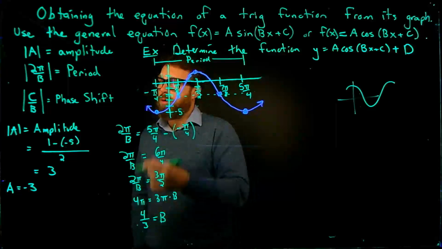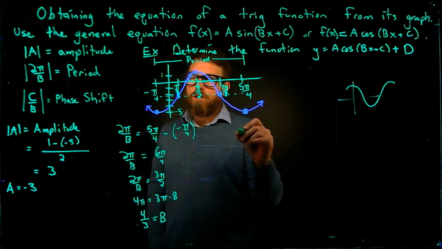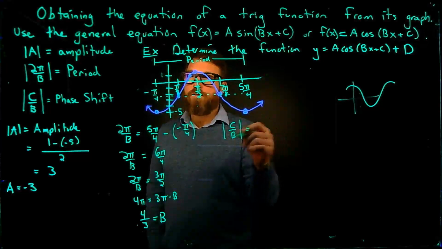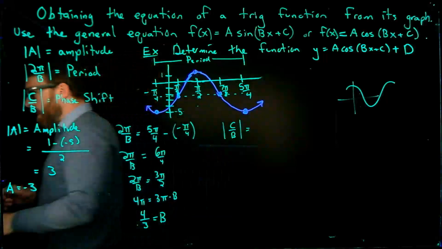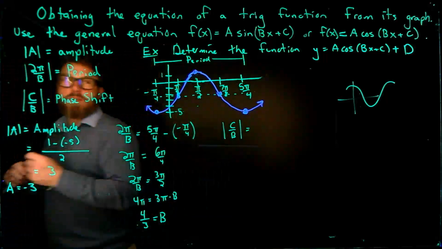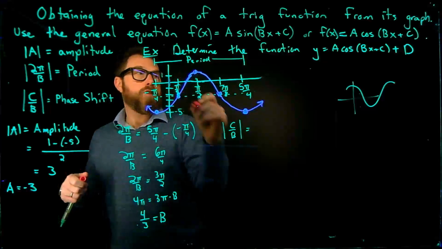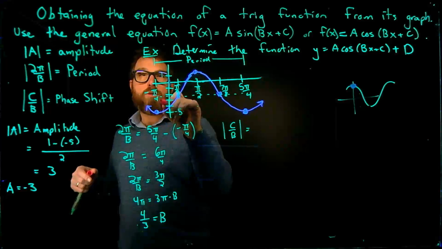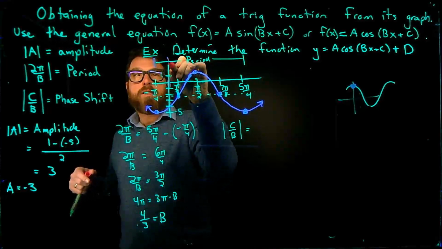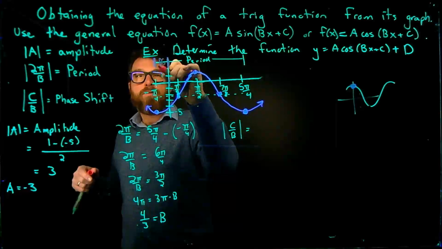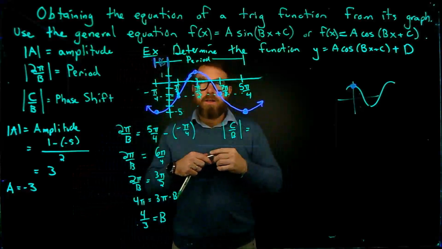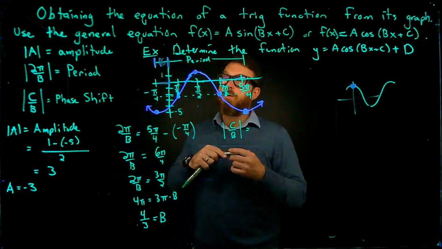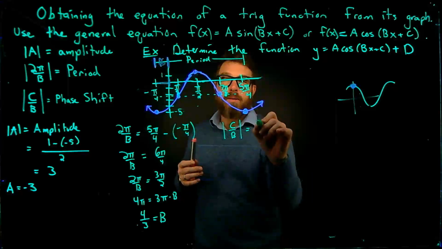All right, now going after our phase shift. The absolute value of c over b is going to be equal to our phase shift, which is the distance that this thing came off of this axis here. Remember that it usually starts at that point right there, but now it's been shifted to this point here. So our phase shift is this distance here. When I look at this horizontal distance, I can tell that it is equal to pi over 4. I'm just talking about the distance.